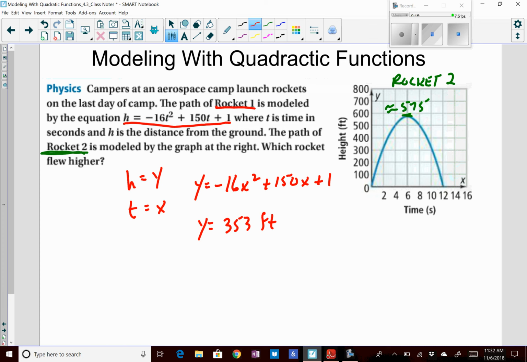So for rocket 1, we have approximately 353 feet. For rocket 2, approximately 575. So the rocket that flew higher, we'd have to say rocket number 2.